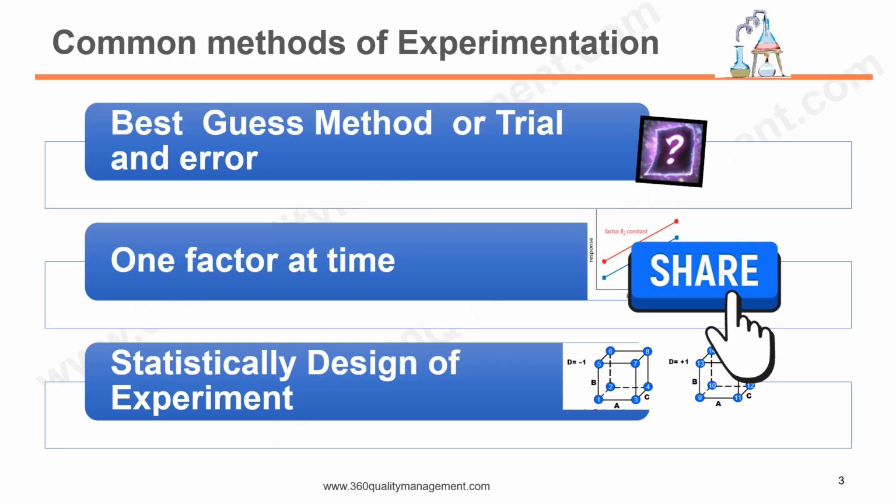I hope you have gained valuable insights into how experiments can help to establish the relationship between manufacturing process input X and process output Y. In this video, we have discussed 3 common experiment methods, with more detailed coverage of statistically designed experiments coming up in a future video.